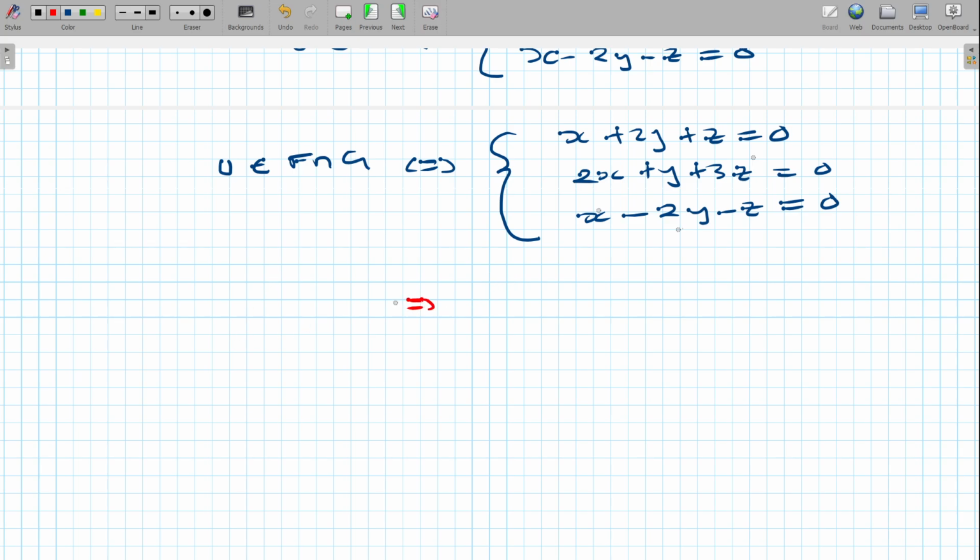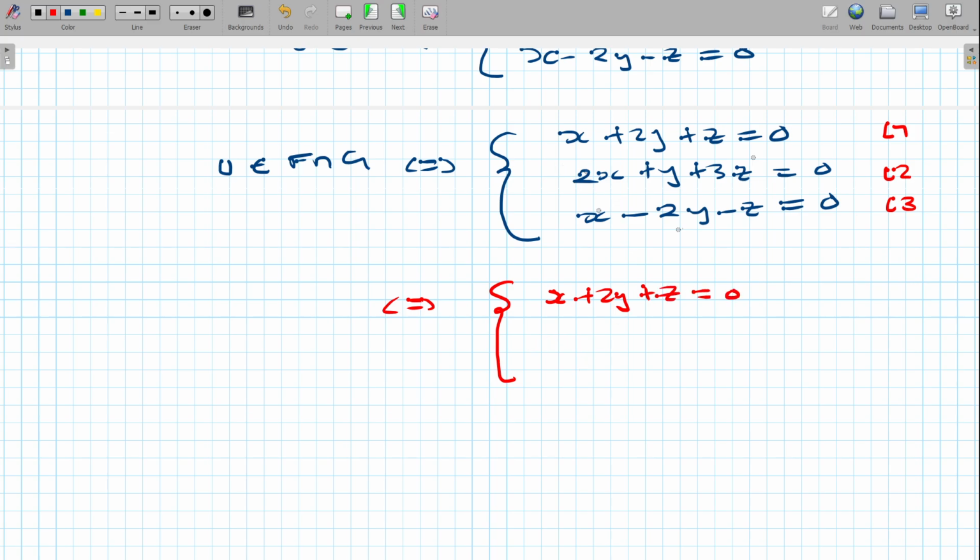So I'll continue solving. I'm going to leave the first line. I'm going to call this one la ligne 1. This one is going to be la ligne 2. This is going to be la ligne 3. So I'm going to keep la ligne 1 constant. So I'm going to say x plus 2y plus z is equal to 0. I'm going to keep it constant.